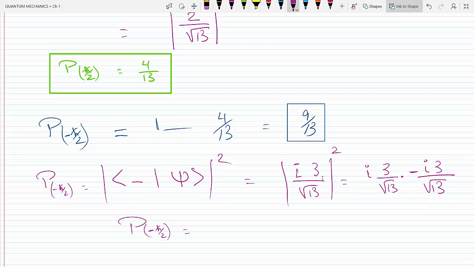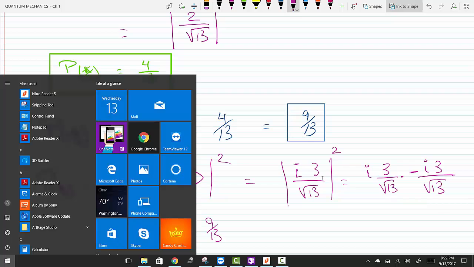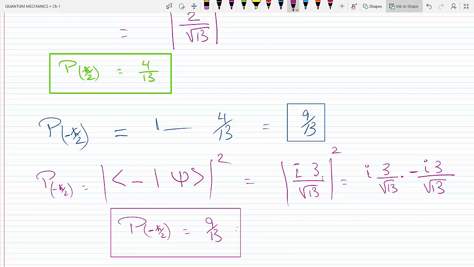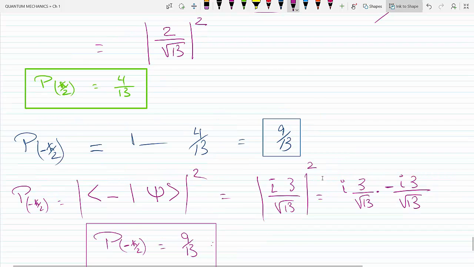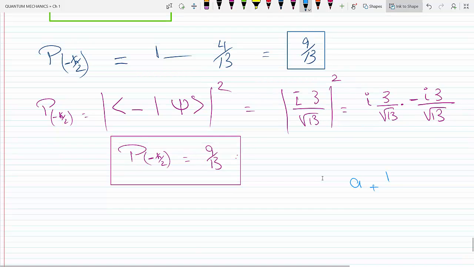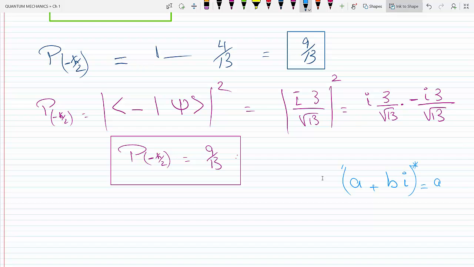Wouldn't the complex conjugate of that be i times 3 over 13 plus or minus... No, look, I think I understand what you're asking. The complex conjugate of a plus bi is, yes, you're right, a minus bi. But here you don't have a real part. It's just bi. What's the complex conjugate of bi? Just minus bi, because a is 0.